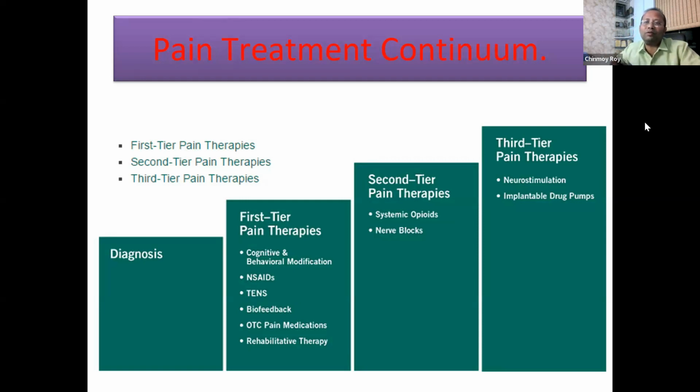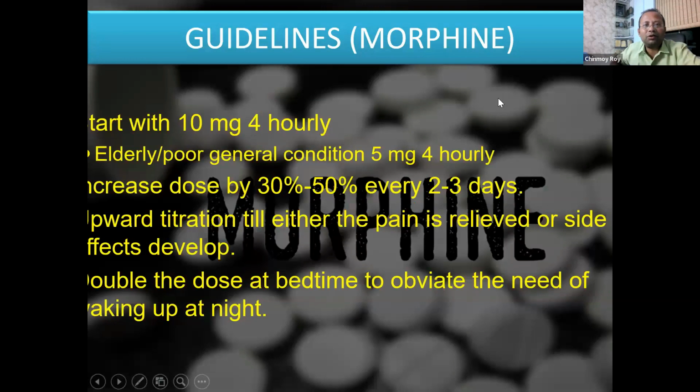Of course, you have to identify a drug addict, or pain due to psychological reasons, like a malingering patient. Of course you have to identify that, but not in every patient. So I'm not going into the guidelines and all.